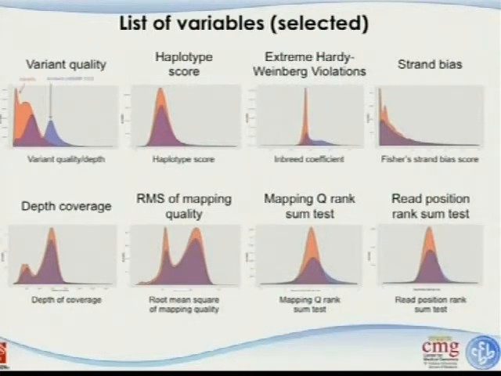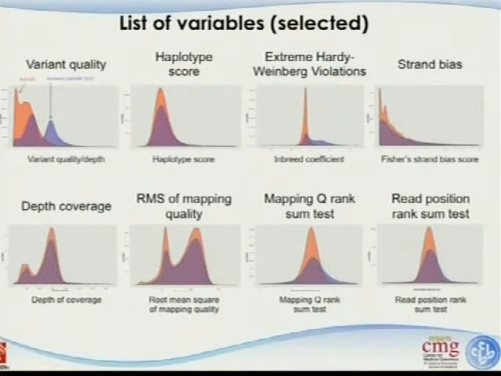Depths of the coverage, they are the same, and the root mean square, that's what RMS means, root mean square of mapping quality. A lot of mapping qualities, we just have a summarized number for that. They are pretty similar. A mapping quality rank sum test, and this is a read position rank test. But the point here is there are a lot of different variables that can be associated with each variant we identified.